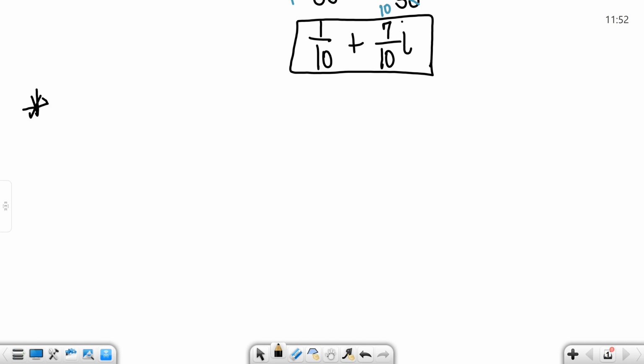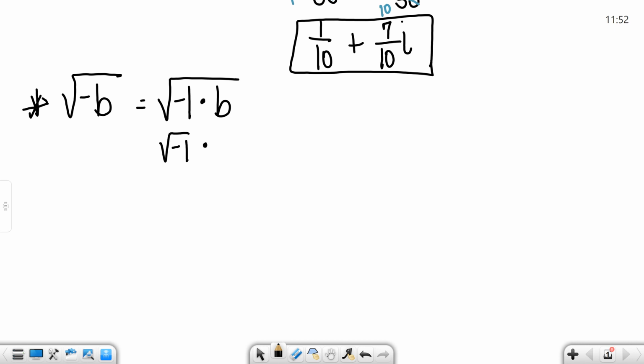Okay, so another little idea that we need to think about. Let's say we take the square root of something negative. In the past, we were told we couldn't do that. So really what we're doing is this: the square root of negative 1 times b. Well, I now know that the square root of negative 1 is i. And I may or may not be able to do whatever that square root of b is.